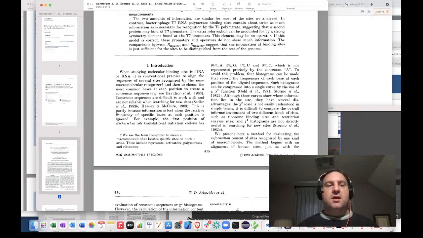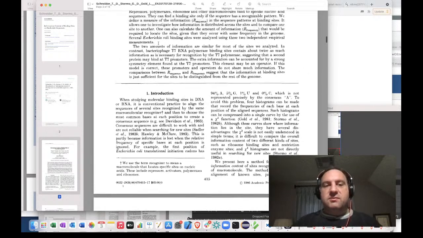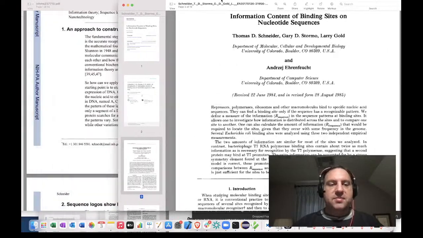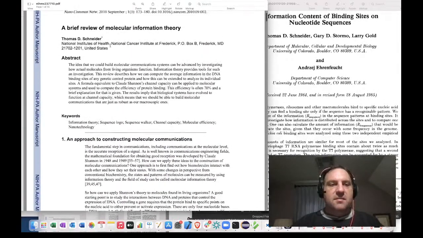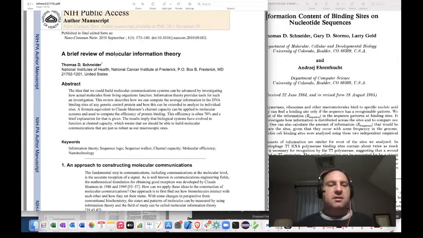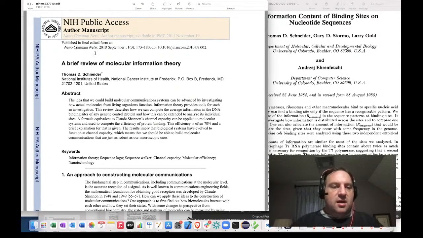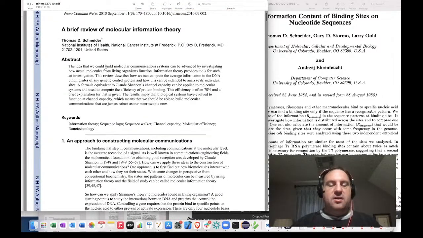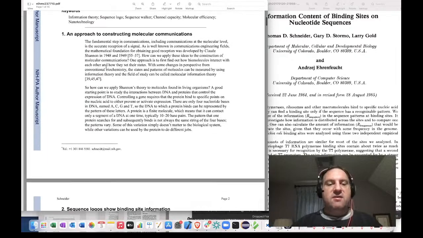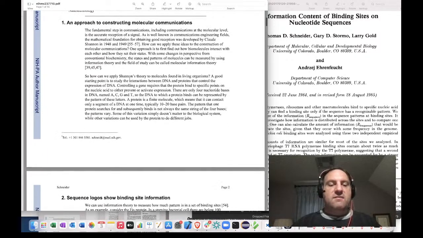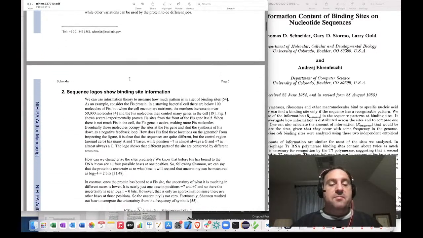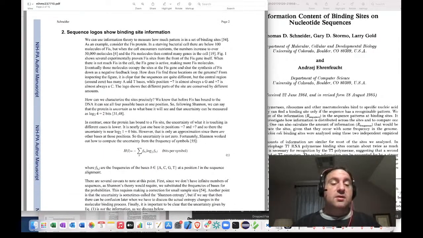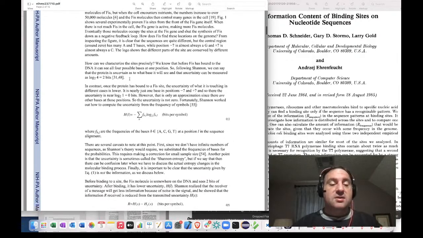So anyway, it's just fascinating that there's this interaction. I suggest reading this paper. It's fantastic. But there's also a newer one, relatively recent: "A brief review of molecular information theory." He basically gives a walkthrough of this idea of molecular communication and information theory. It's a review of his work, which is really good work, and I think it's worthwhile.